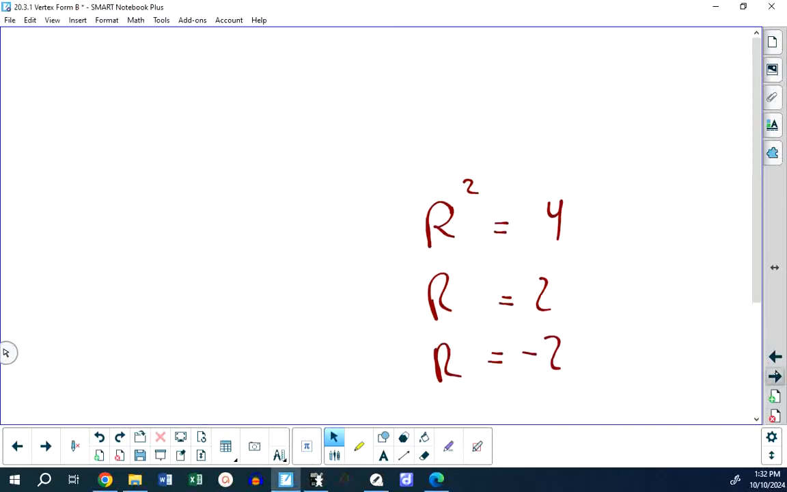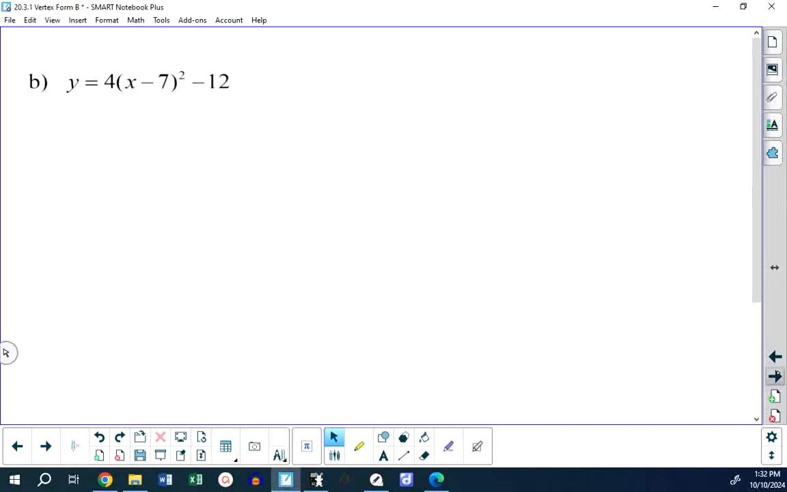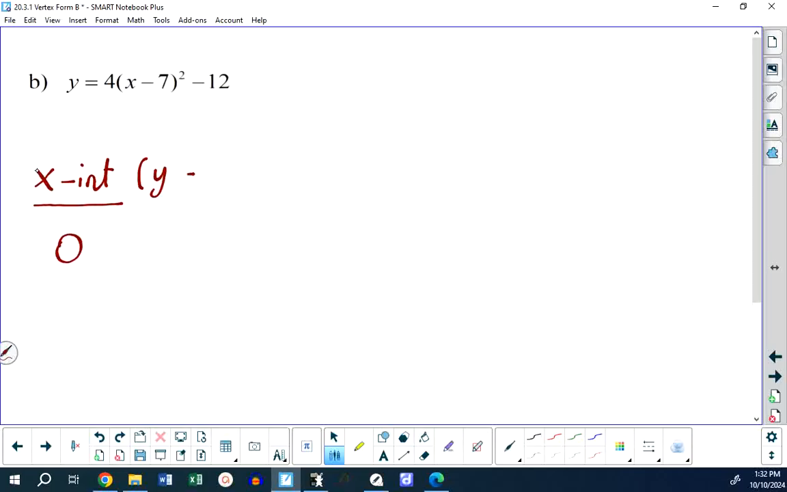Okay? All right, let's try another one. Well, let's find the x-intercepts first. That will be found by putting y equal to 0, which means we're going to get 0 equals 4 times (x minus 7) quantity squared minus 12. And we need to unwrap this equation and get x by itself. I'm going to add 12 to both sides.